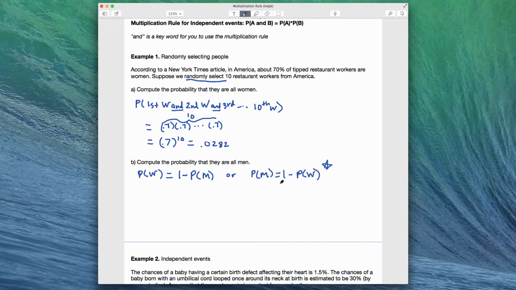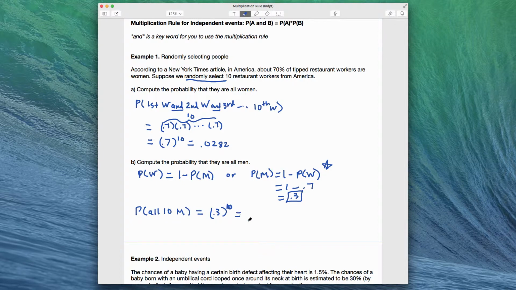So what's the probability that the person's a man? 1 minus 0.7, so we get 0.3. This is the number we want to use. So it's just like before, when we had 10 women, we multiplied 0.7 to the 10th power. Now we have men. So the probability that we have all 10 men is 0.3 raised to the 10th power.